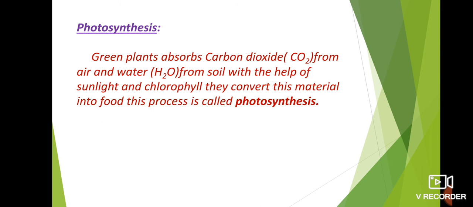Okay, let me repeat once again. Green plants absorb carbon dioxide, the carbon dioxide that is present in the atmosphere. And water is absorbed by the roots that penetrate into the soil. So water from the soil is absorbed, and with the help of sunlight and chlorophyll they convert these materials into food. This process is called photosynthesis.